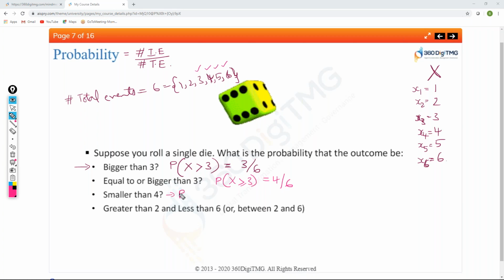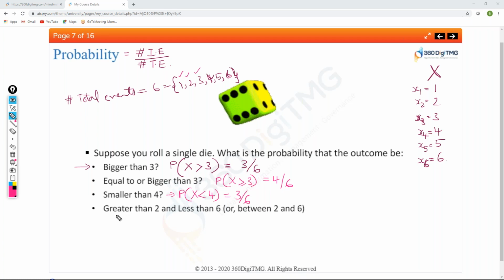And if I roll a die once, what is the probability that the outcome would be smaller than 4? 3 by 6. Okay. How many numbers do we have which are less than 4? 1, 2, and 3. Absolutely. Those are 3 numbers. So the number of interested events is 3 divided by the total number of events. Total number of events is 6.